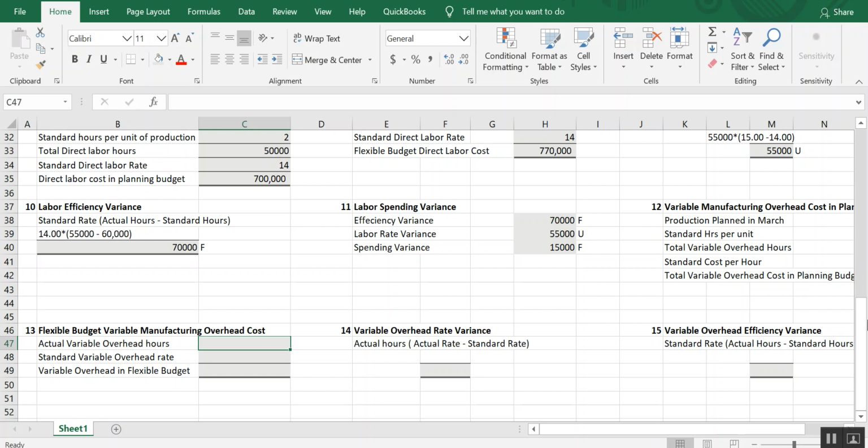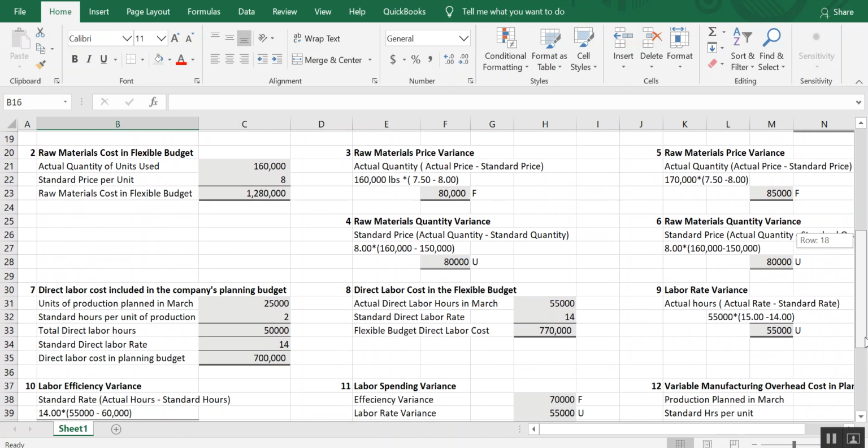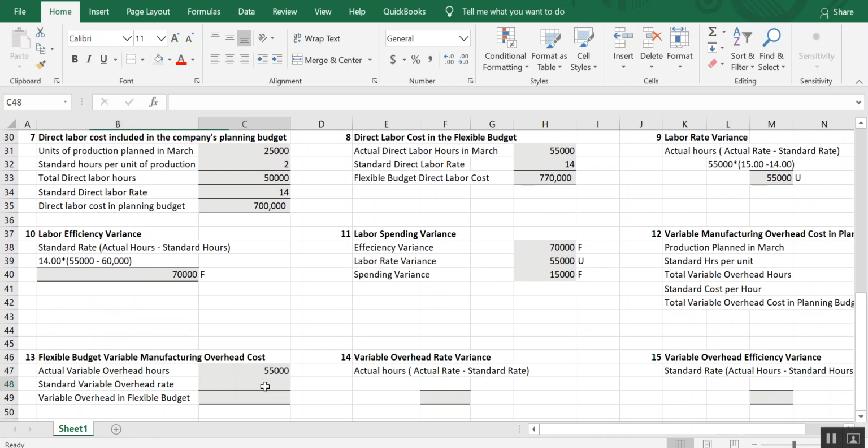Well, we need to do a little bit of a calculation here in order to get this. So we have 55,000 hours, which was what we actually spent. If we go back up here, you'll see this. We're basing it on direct labor hours. So we're using this 55,000 direct labor hours. And we have a standard variable overhead rate for that of $5 an hour. If we go back up here, that's what the rate was.